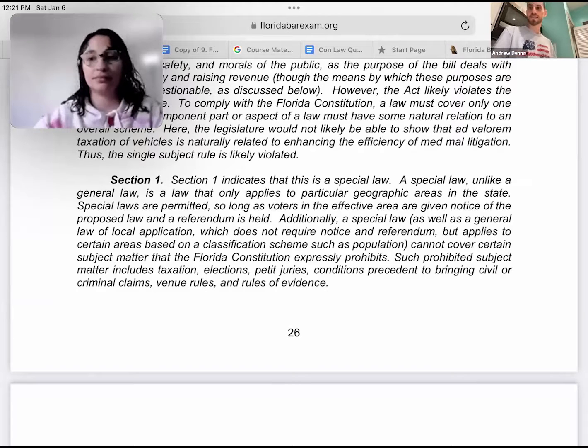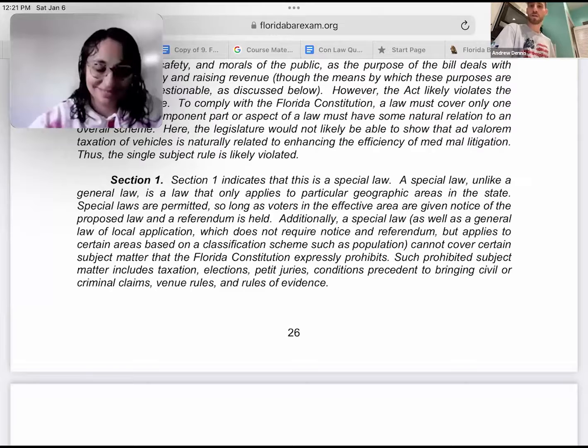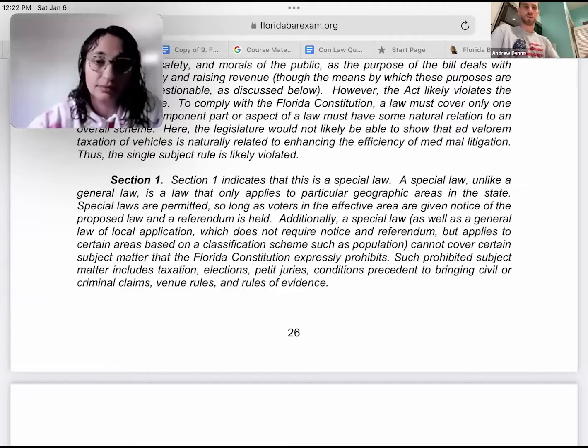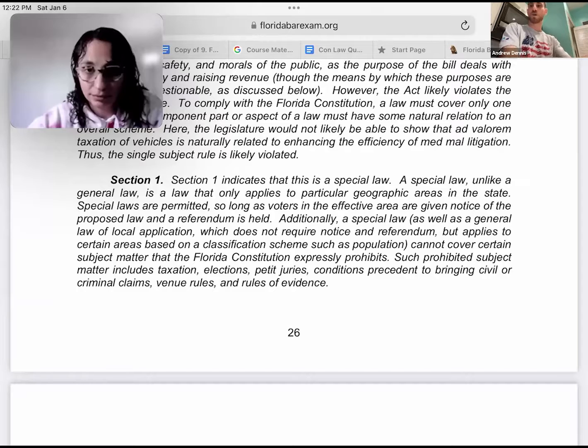Section 1 indicates that this is a special law. A special law, unlike a general law, is a law that only applies to particular geographic areas in the state. Special laws are permitted so long as voters in the affected area are given notice of the proposed law and a referendum is held. Additionally, a special law, as well as a general law of local application, which does not require notice and referendum but applies to certain areas based on classification schemes such as population, cannot cover certain subject matter the Florida Constitution expressly prohibits.